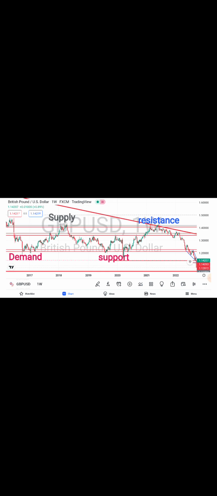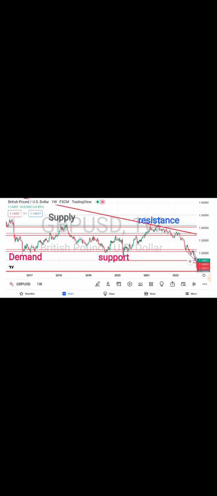This is resistance right about here, and here, and here. So all these are resistance in the market. So any turning point in the market that price refuses to trade above is resistance or supply.